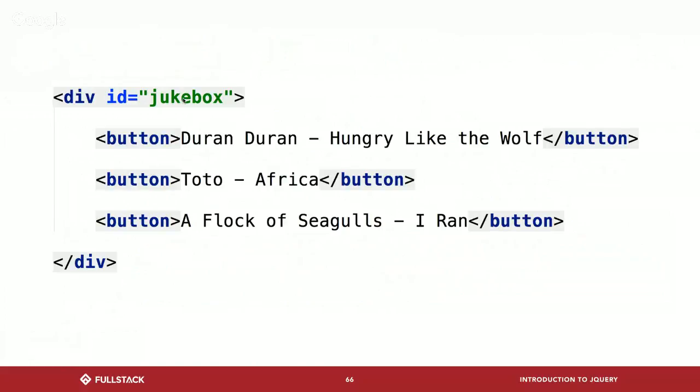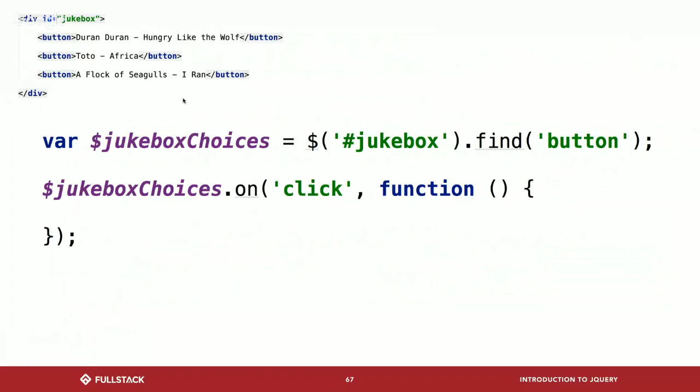So there is kind of an interesting thing here. There are different ways that you could do this, but the way this works is that it says, find me this jukebox ID, and then within that, find me the button. And really, find me the buttons. Again, you end up getting back this wrap set. You can do this just as easily by doing $ pound jukebox space button. You'll get the same collection. It would be a little bit weird to do it this way.